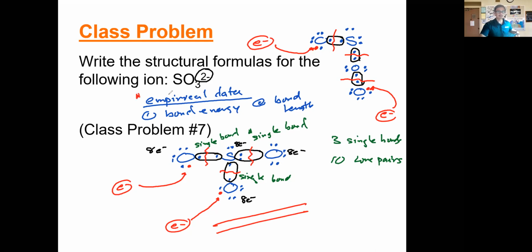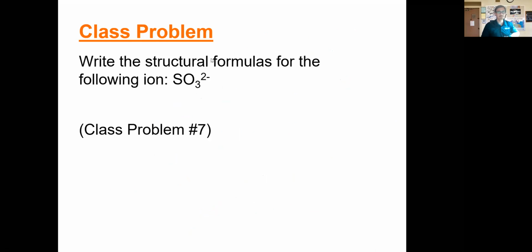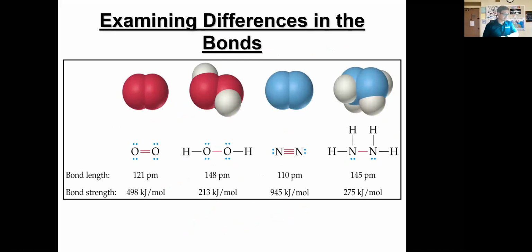So let's take a look at what this empirical data is. What are bond lengths and what are bond energies? Let me save this for you. Let's take a look at that. Let's talk about bond energy first. Let me make sure you understand this. We can collect this data, and there are ways that we can determine this bond strength. This unit here is known as kilojoules per mole, and this is in picomoles. That is the distance between those two atoms.